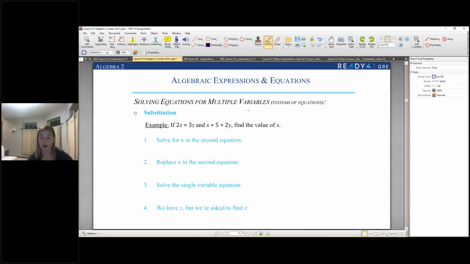Solving equations for multiple variables. So we have to solve for two things at a time here. Now we have 2x is equal to 3y and x plus 5 equals 2y. There's no way to solve this equation for x because we don't know what y is, right?